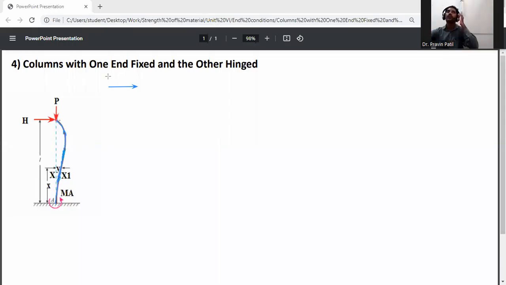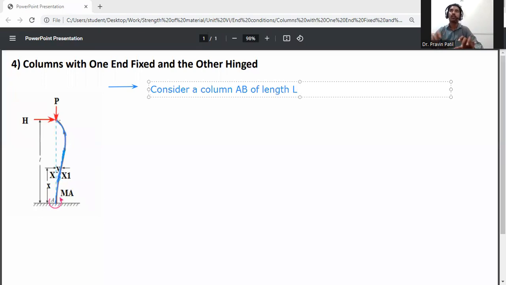Okay. Column 1 with one end fixed and the other end hinged. So write down: consider column 1, EB, of length L, fixed at A and hinged at B.